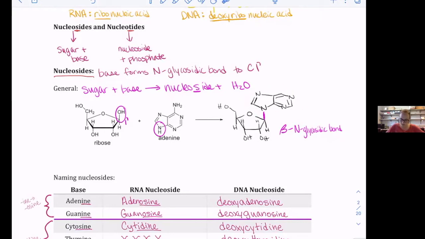Something that's important to remember is that this is going to be the reverse of a hydrolysis reaction. So we get rid of this OH, we get rid of this H here, we form water in this reaction and a nucleoside, because now we don't have the phosphate group on there, we just have the sugar and the base.